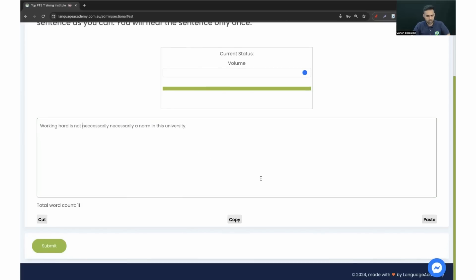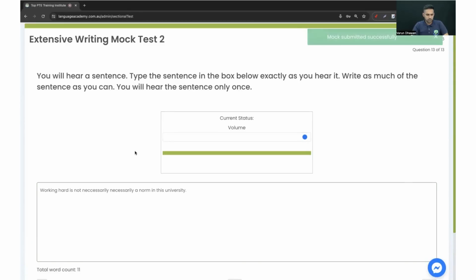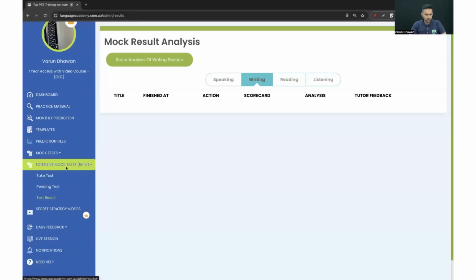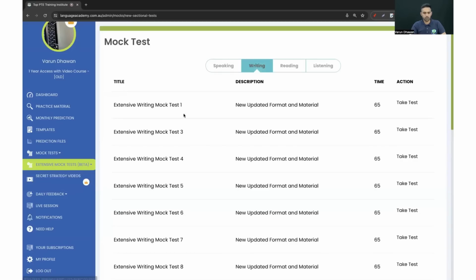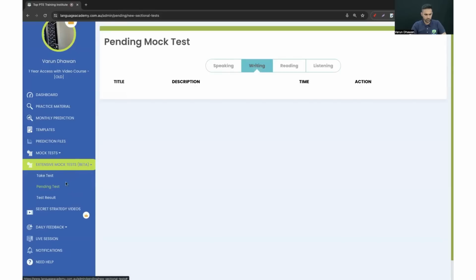I think this is it. Let's submit it. Let's see how we go. So that's it. Mock test is done. The result will be out soon. Let me check if it's out or not yet. The result is not out yet. I think it will take a couple of minutes for the result to be out.